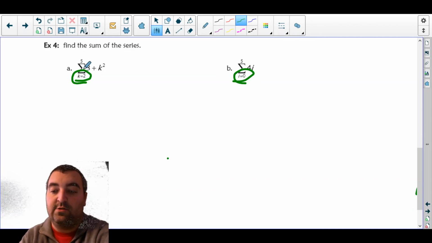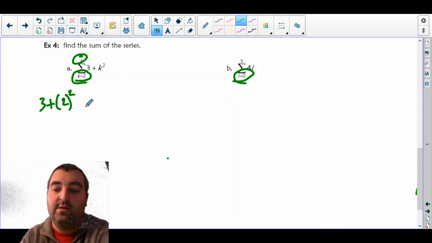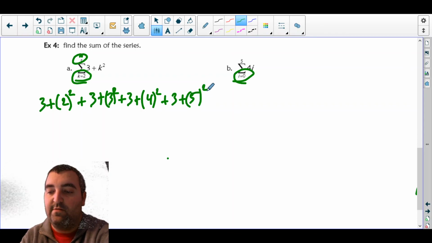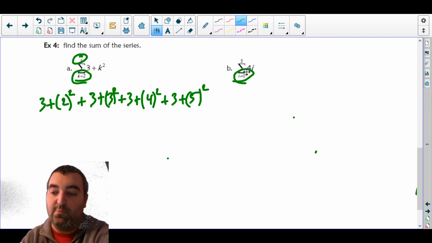But the nice thing is, you're just going from this number to this number, counting up by ones, and you're substituting them in. So you're going to say 3 plus 2 squared plus 3 plus 3 squared plus 3 plus 4 squared, and finally 3 plus 5 squared. Then you just do the calculations and then do the addition. Okay. This one, same idea. Substitute 0, 1, 2, 3, 4, 5, and then add up your answers.